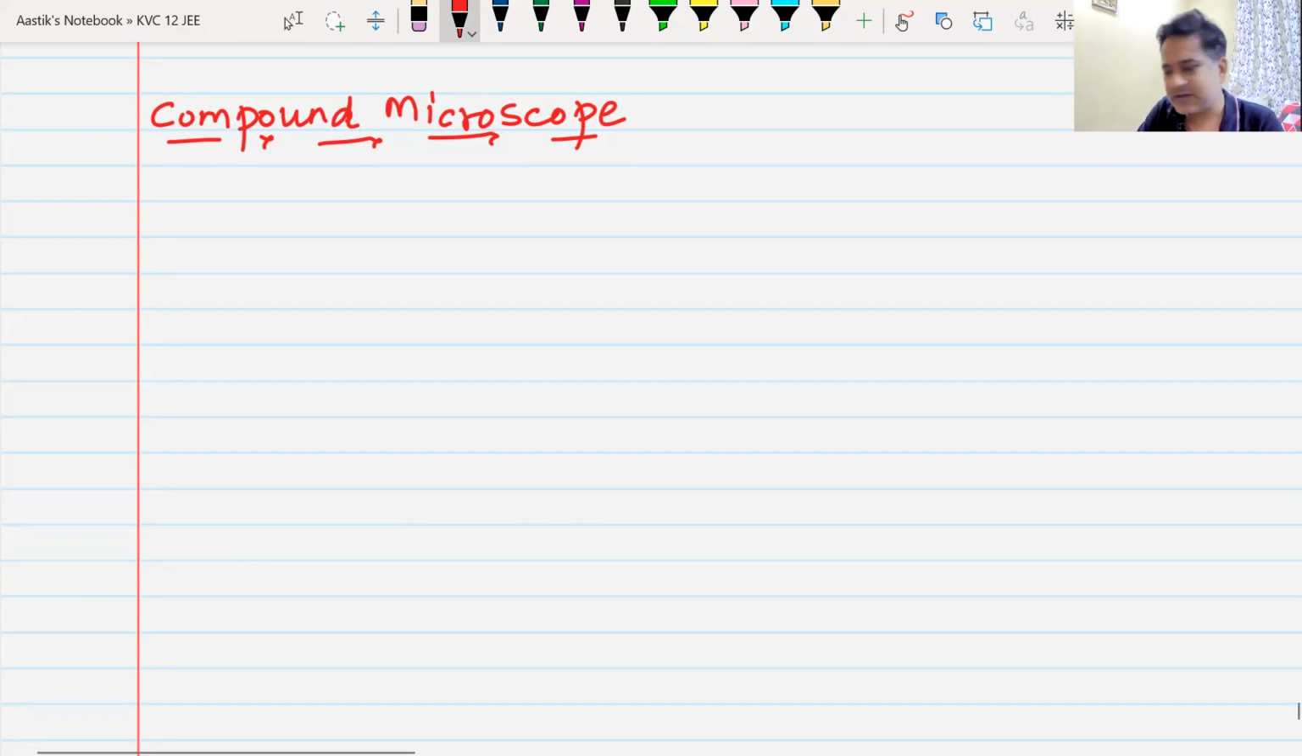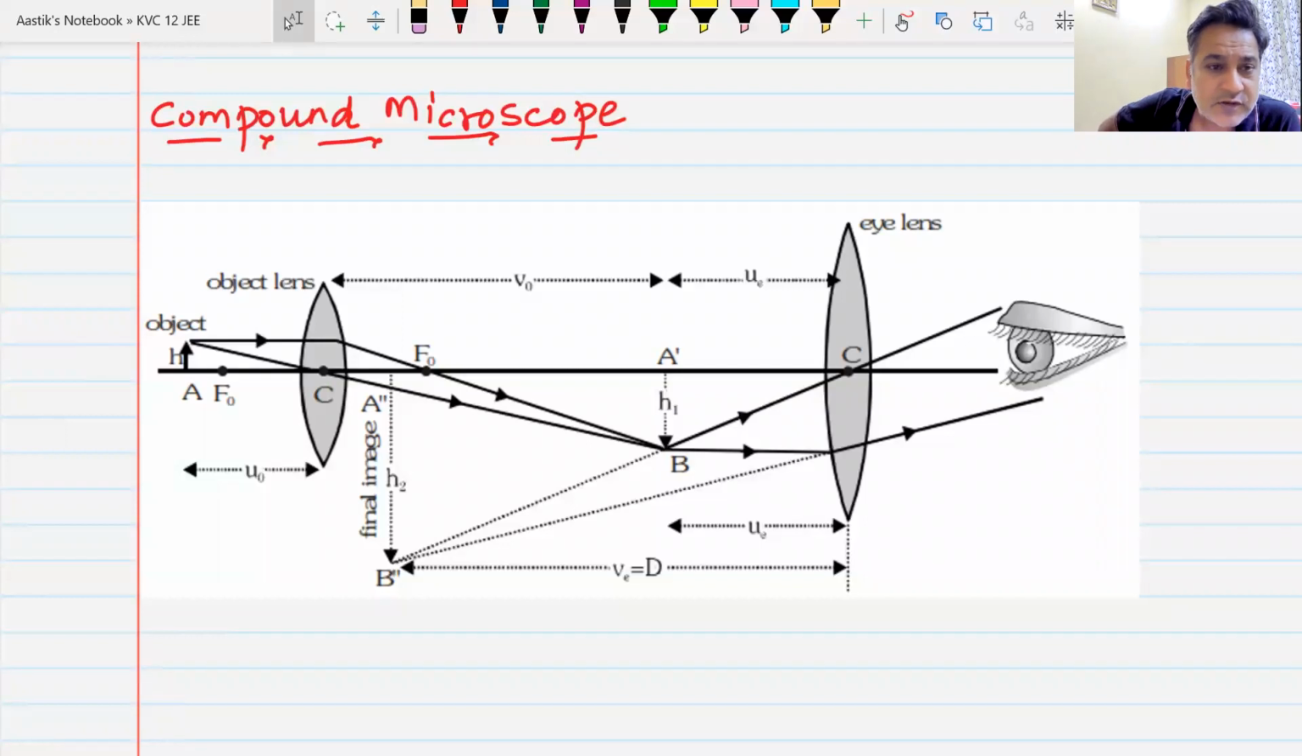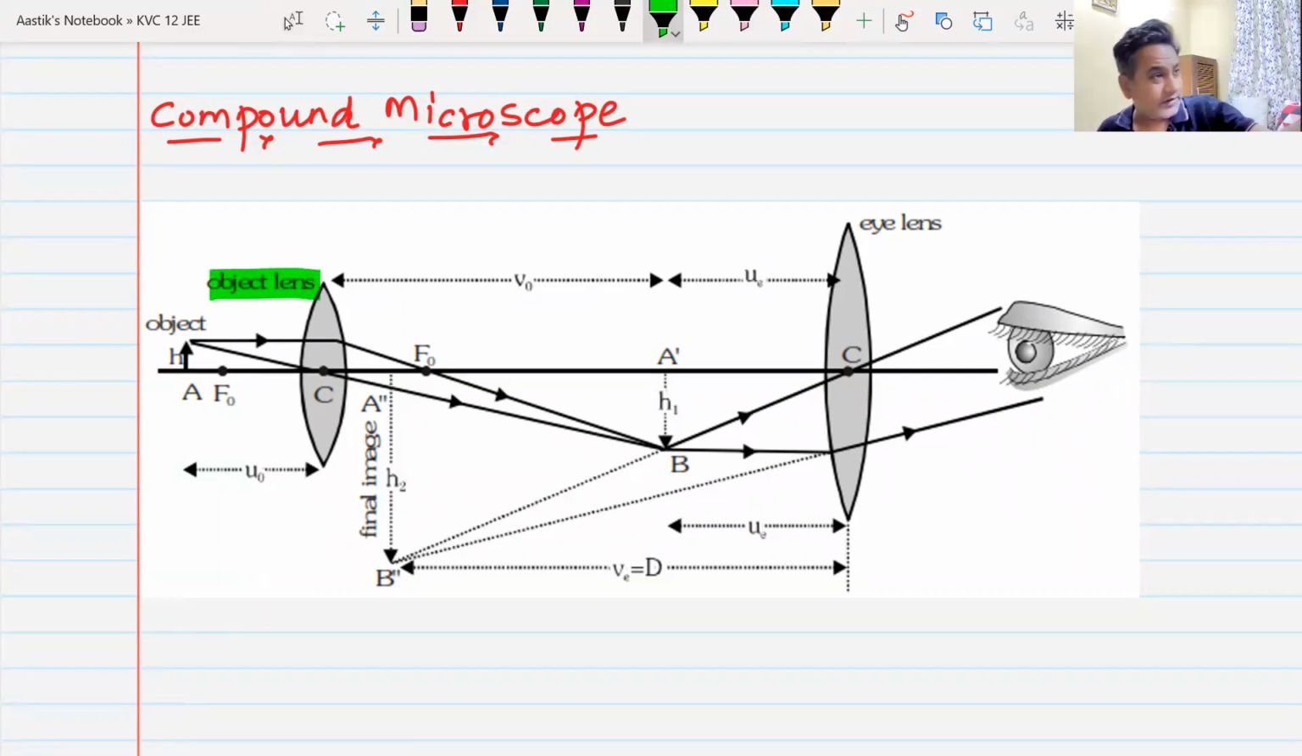The compound microscope that we are going to do only consists of two lenses. What are those two lenses called? The first lens, which is facing the object, is known as the objective. Do we understand this? The objective is the smaller one, with a smaller aperture and smaller focal length. Then I have a bigger lens, with bigger aperture and bigger focal length, which is known as the eyepiece or the eye lens.